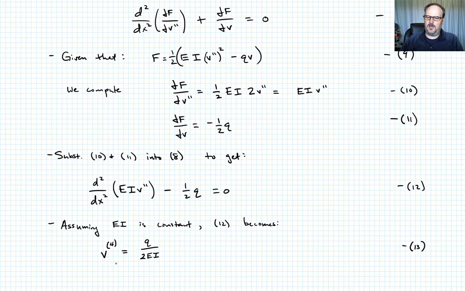You can look at this hopefully and recognize that this is a fourth order ordinary differential equation, but it's inhomogeneous, because Q, if I'm being explicit, is a function of X. So we'll need to solve for a homogeneous and a particular solution. We're not going to do that right now because I didn't give you enough information. But I want to observe that the resultant differential equation that comes out of this Euler-Lagrange equation is a fourth order ODE.